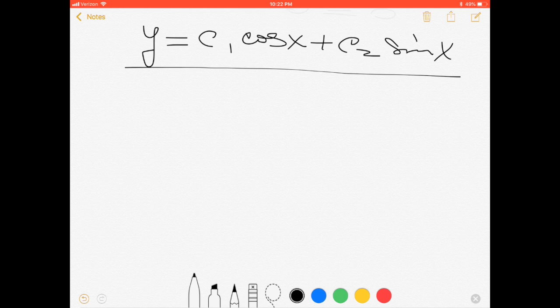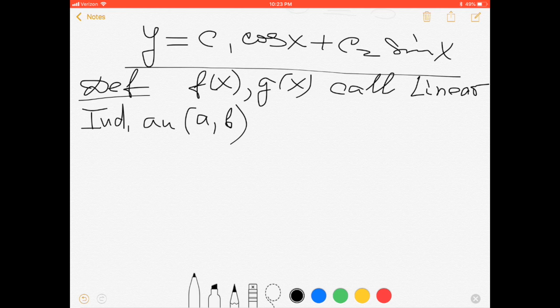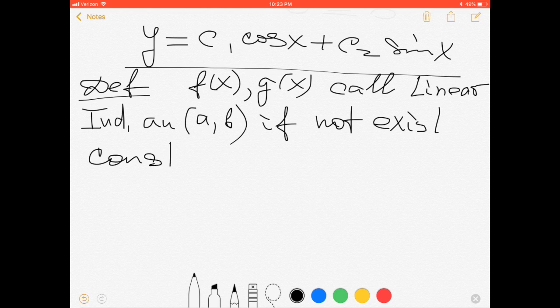Okay. Now we have some definition. Two functions f(x) and g(x) are called linearly independent on some interval (a, b) if there does not exist a constant c such that f(x) equals c g(x).